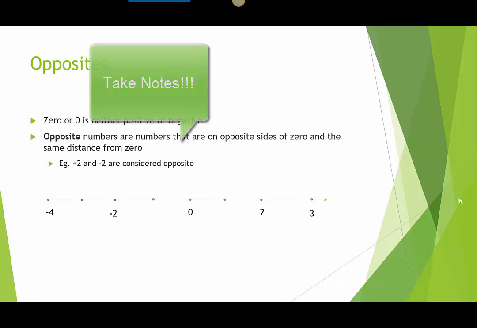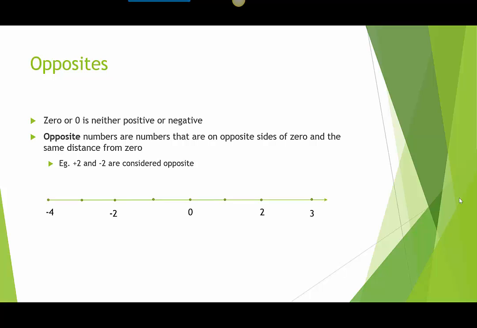Okay, the first thing that we want to talk about is the fact that 0 is neither a negative nor a positive number. And the other thing that we want to talk about are opposite numbers. And we already mentioned that an integer is a whole number on either side of 0. So if we look here, here's 0 and 2 on this side, negative 2 on this side. These are all whole numbers. They're not decimals. They're not fractions. They're whole numbers on either side of 0.